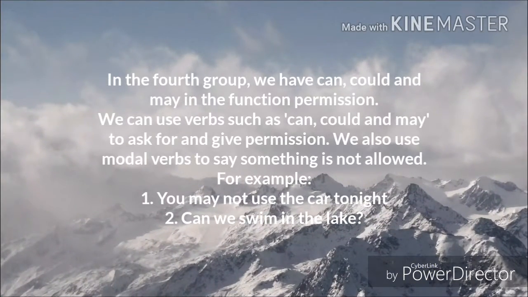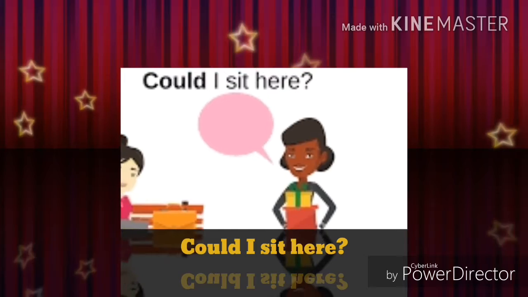In the fourth group, we have can, could, and may in the function permission. We can use verbs such as can, could, and may to ask for and give permission. We also use modal verbs to say something is not allowed. For example, you may not use the car tonight. In the other example, can we swim in the lake? In the last one, could I sit here?